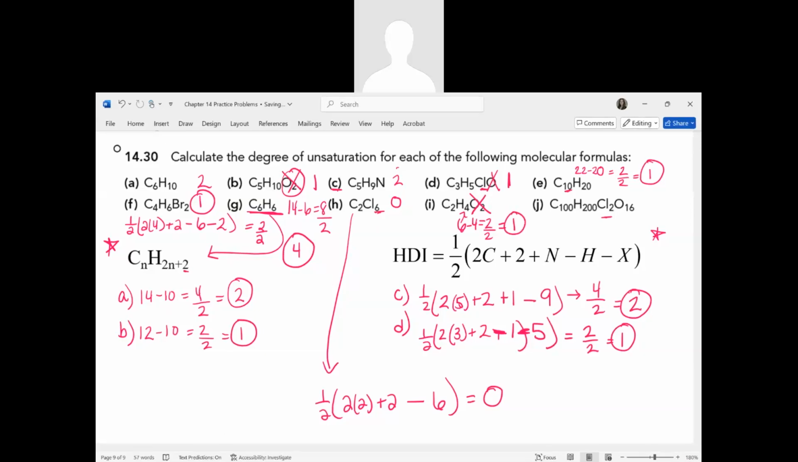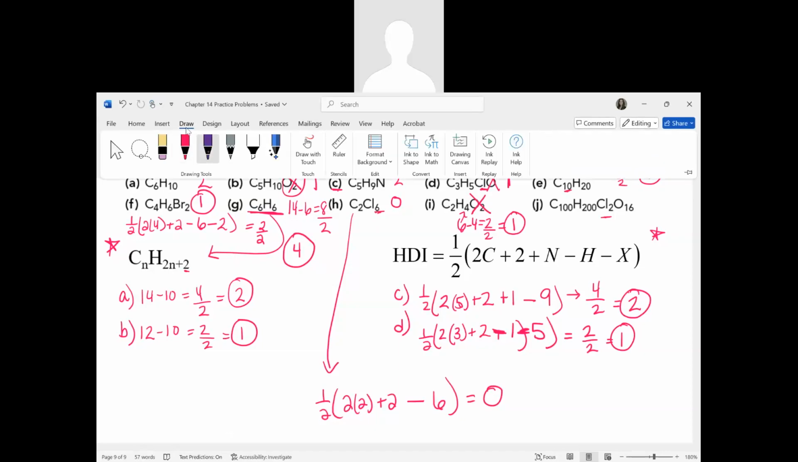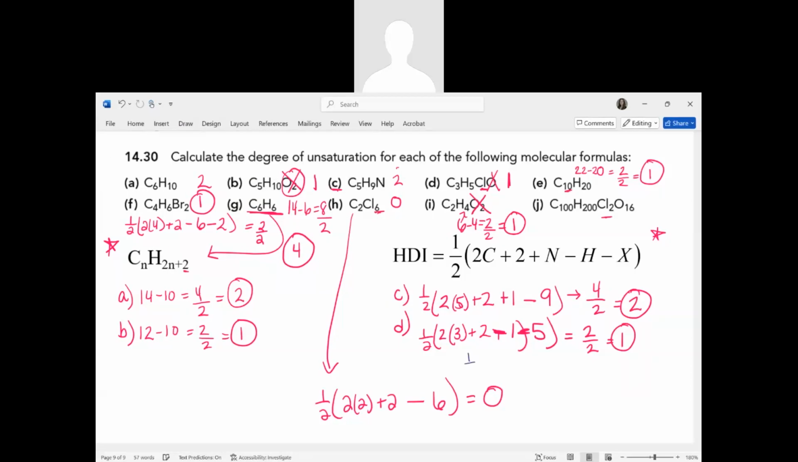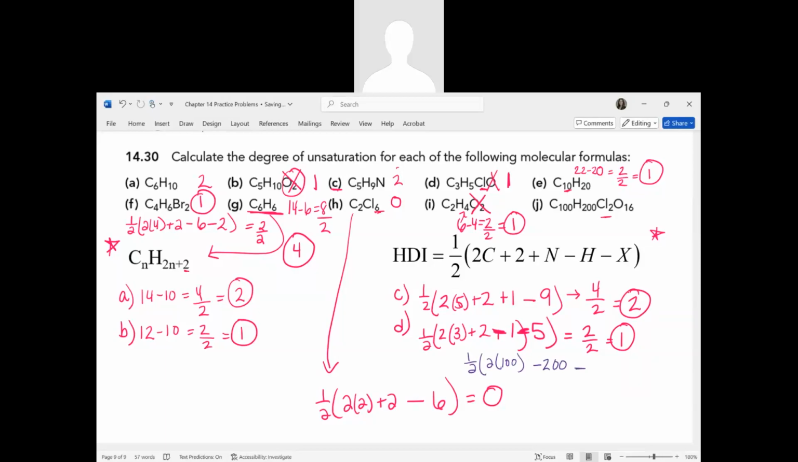And then for our last compound shown here, we have 100 carbons. So let's plug everything in. We're going to have 100 times 2, and then minus 200, and oh, we forgot the plus 2 here, minus 200, and then minus 2 for our halogens, and we ignore those oxygens. So we have 202 minus 202 collectively. For this last compound, we end up with a degree of unsaturation of 0.